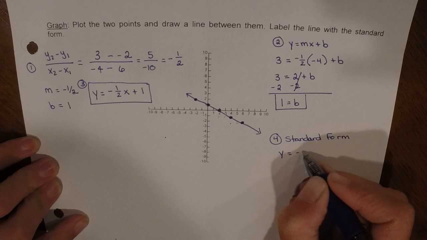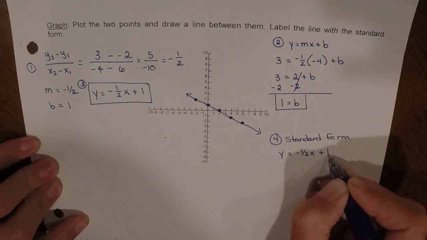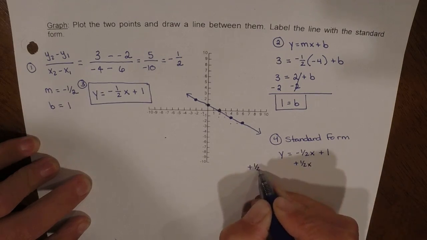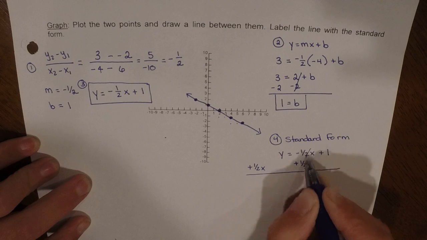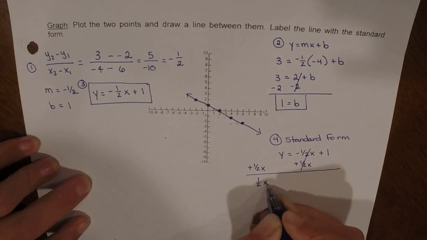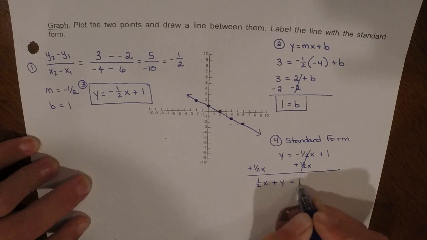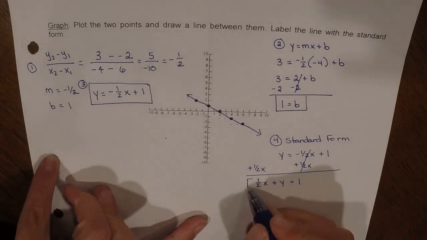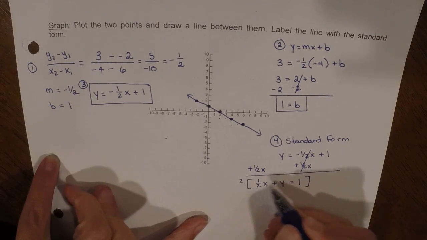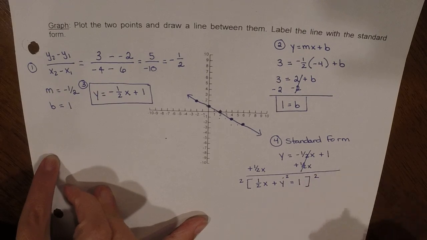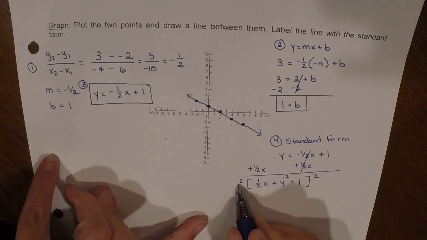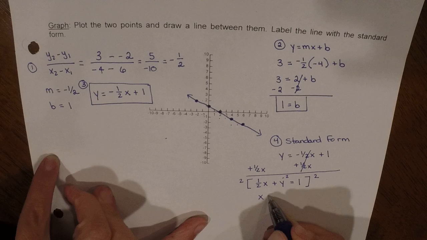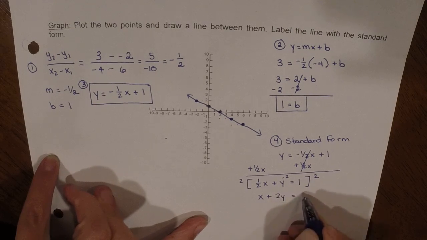So y equals -1/2 x plus 1. So we have to move x over, so plus 1/2 x. So I get 1/2 x plus y equals 1. X and y are on the same side. X is positive, but I do have a fraction, so I'd have to multiply by 2 times 2 times 2. So 2 times 1/2 is 1, so I would get x, or 1x, it doesn't matter, plus 2y equals 2.